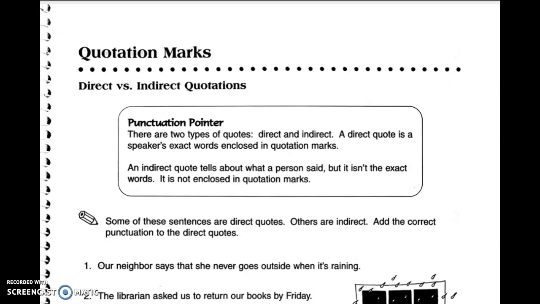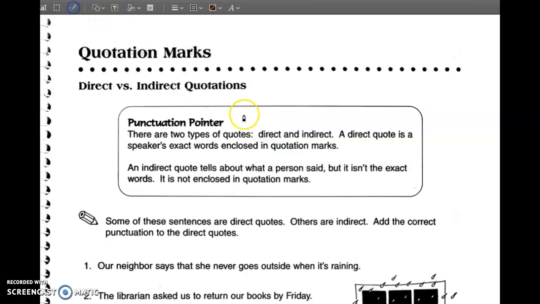Okay, so here it is. Time to take your knowledge about direct and indirect quotations and put it to good use. In this worksheet, you really need to take a look at what is being said in the sentence. Decide whether or not somebody is directly speaking, in which case we use quotation marks, or indirectly speaking, in which case we do not use any quotation marks at all.